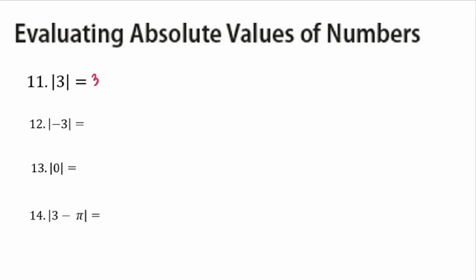And then, what about the absolute value of negative 3? In the solution, we can write now negative of negative 3 is equal to 3 because we are using this definition: the absolute value of A is equal to the negative of A if A is less than 0. So the negative of the value of A, which is now negative 3, therefore negative of negative 3 is equal to 3. The absolute value of 0 is always 0. And the next example is the absolute value of 3 minus pi.